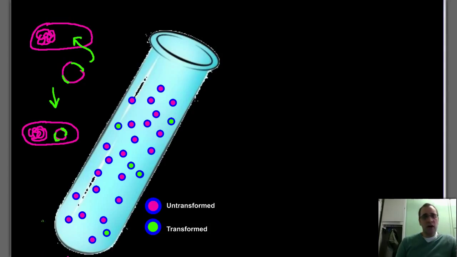All right, so there is our cell that's taken up the green fluorescent protein plasmid, and we would say that this cell now is transformed.